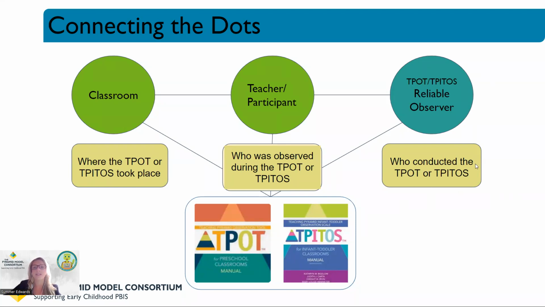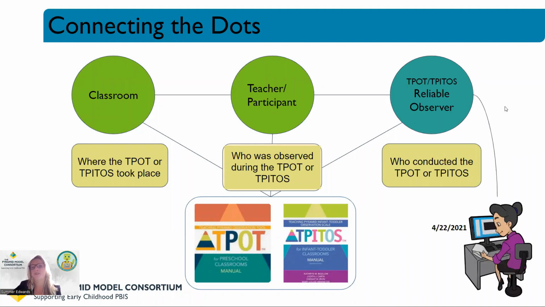And this person has additional setup pieces. Since we want to make sure that the person who's doing the observation is a reliable observer, that person must have their TPOT or TPITOS reliability training date entered into the PIDS system, into their account, by a system admin or your state data admin. So that is an additional step. We call those protected trainings in PIDS. So the TPOT reliability training, TPITOS reliability training, and also the practice-based coaching are what we consider those protected trainings in PIDS.